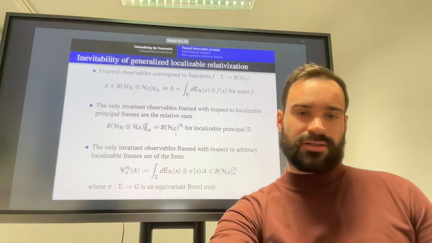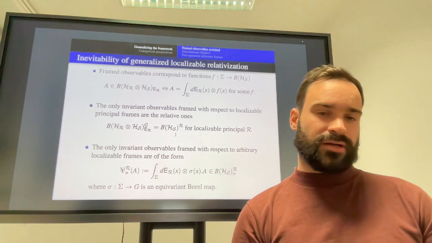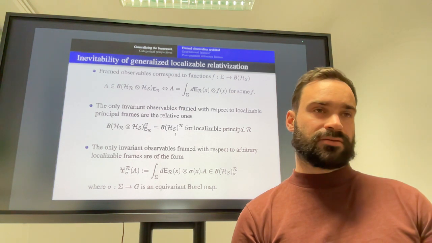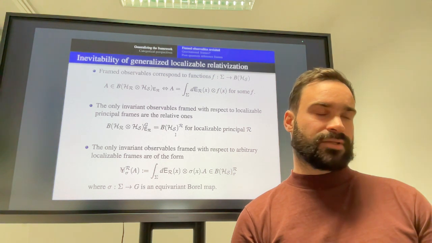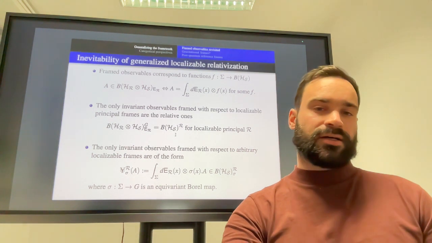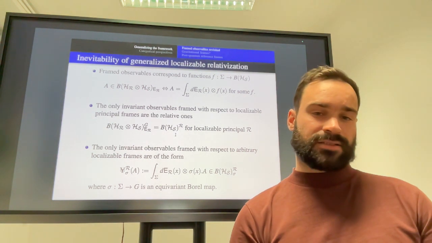And then another thing is that if I have a localizable frame that's not principal, so it's not defined on the group, but on some more general sample space. You remember that N was defined only for the principal frames. And I want to do the framing with respect to such a frame.